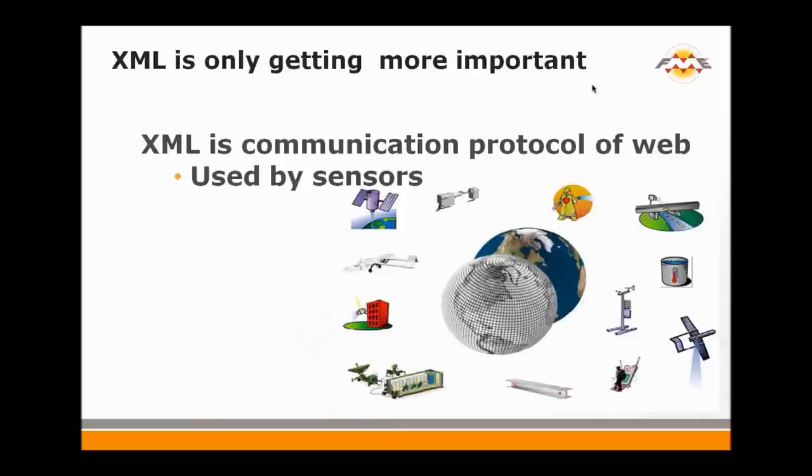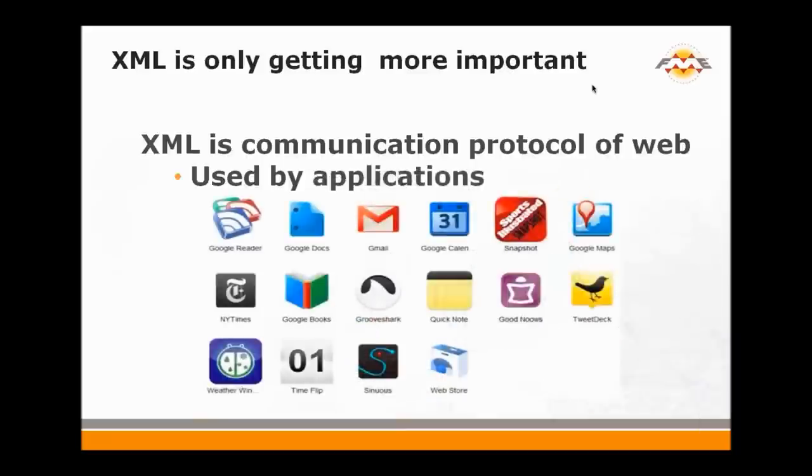The OGC, which is the Open Geospatial Consortium, of course, has a number of sensor standards, and all of those are using GML to move the data. So there you go. And, of course, many applications store their data or share data via XML documents.